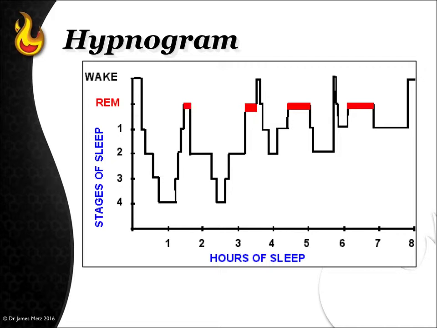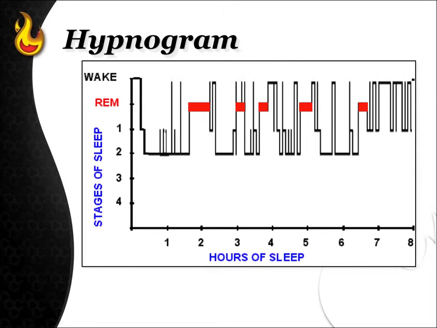The red on this is REM, and you'll notice that the REM occurs more toward the end of the night than it does at the beginning of the night. You'll see that the delta or slow wave sleep occurs more at the beginning of the night than at the end of the night. And so that's a normal sleep architecture with 1 or 2 awakenings. You see those at about 4 hours and then again at about 6 hours.